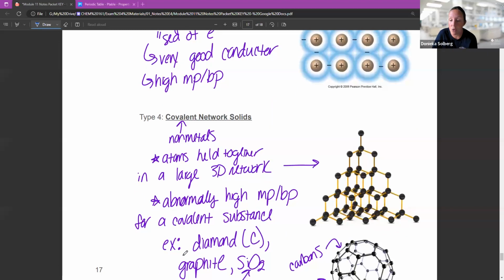Examples of this include diamond, which is just carbon, right? A bunch of non-metals. Diamond actually has a 3D structure, so it has a super high melting and boiling point. So it is considered a covalent network solid, a special type of covalent solid.